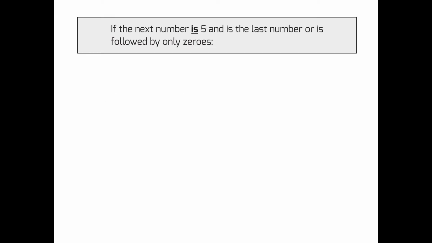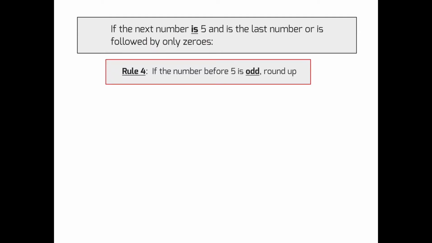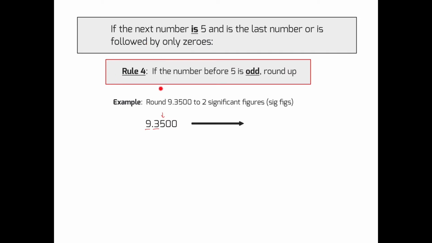Rules 4 and 5 deal with what to do if the next number is 5, and that 5 is the last number, or that 5 is followed only by zeros. Rule 4 tells us that if the number before 5 is odd, then we round up. So in this example, they're asking us to round 9.3500 to 2 sig figs. We count off 2 sig figs like before, and our next number is a 5. It's followed only by zeros, so this rule does apply. And we see that this 3 is odd, which means we're going to round this 3 up.